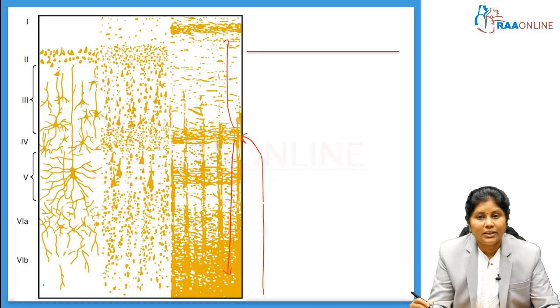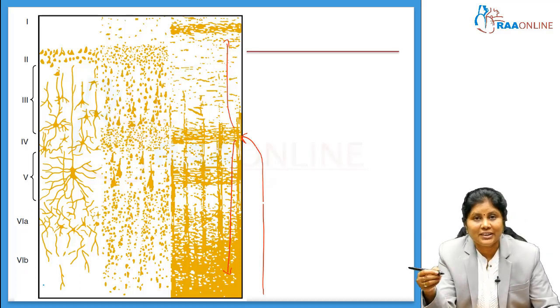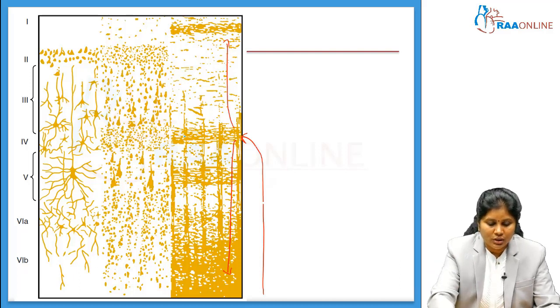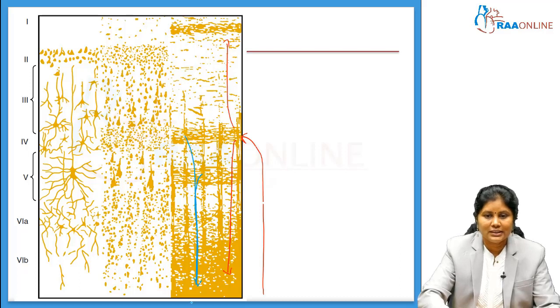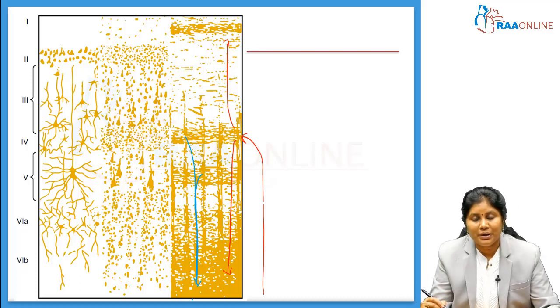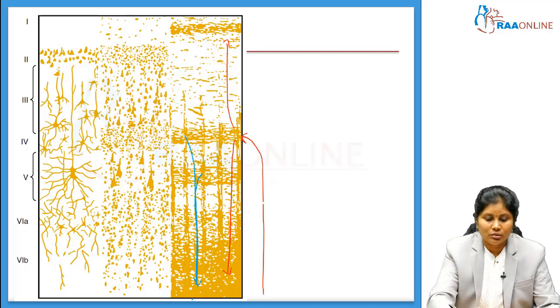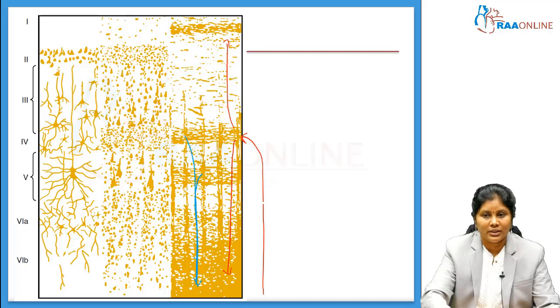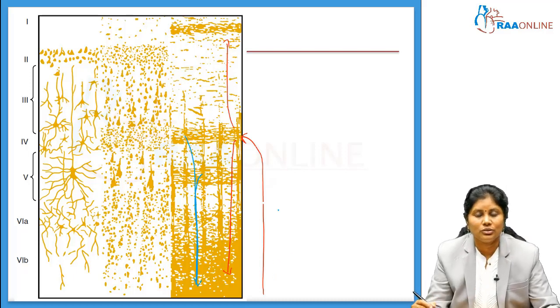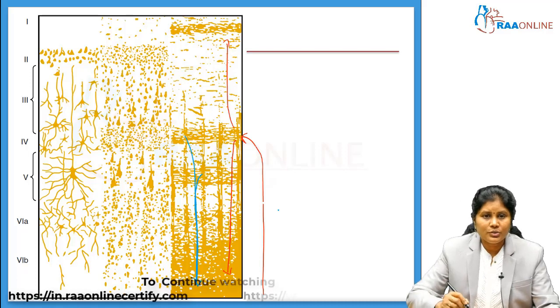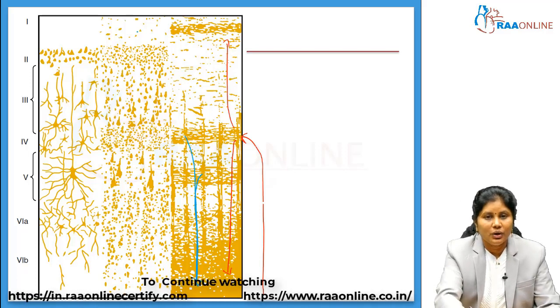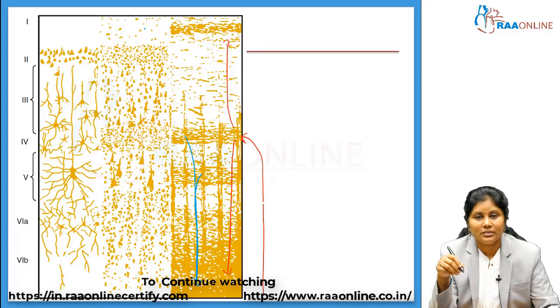Coming to the motor information arising from the cerebral cortex, this starts from layer 4 as well as layer 5, predominantly layer 5. They descend through layer 6 and then go to the deep matter, that is the white matter of the cerebrum. So this is how the motor information arises from the cortex, and the sensory information gets into the cortex. You see, layers 3, 2 and 1 contain many of the granular cells.